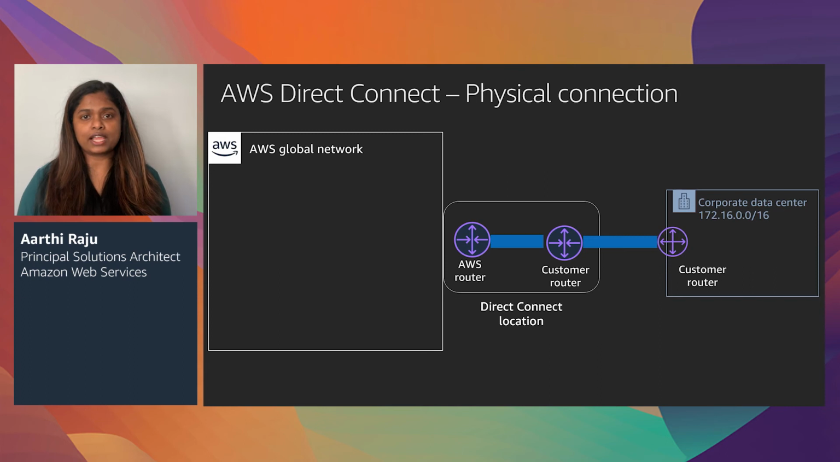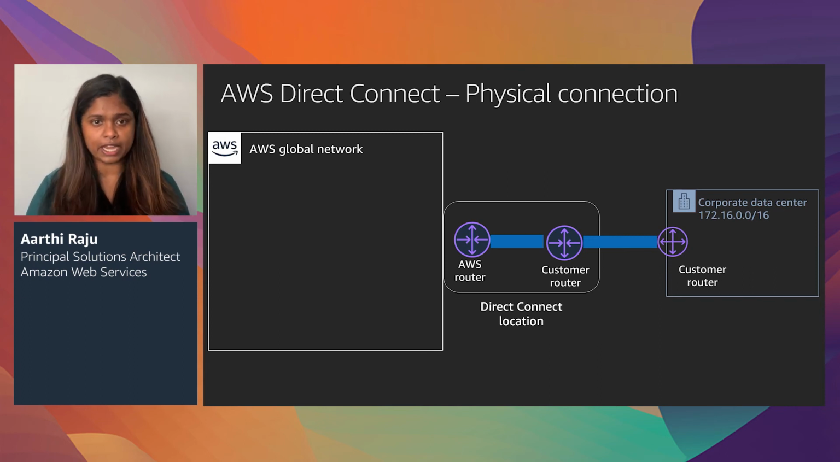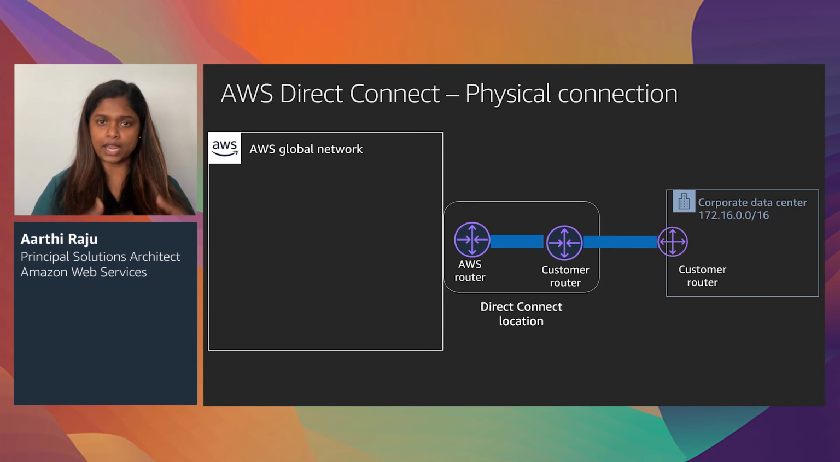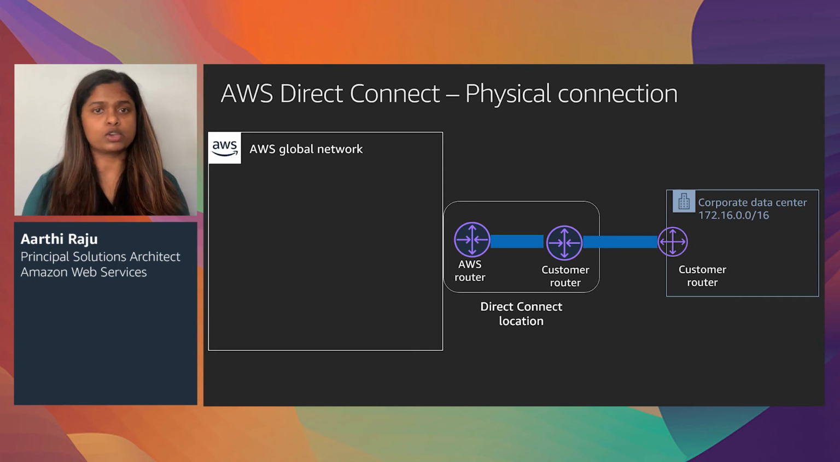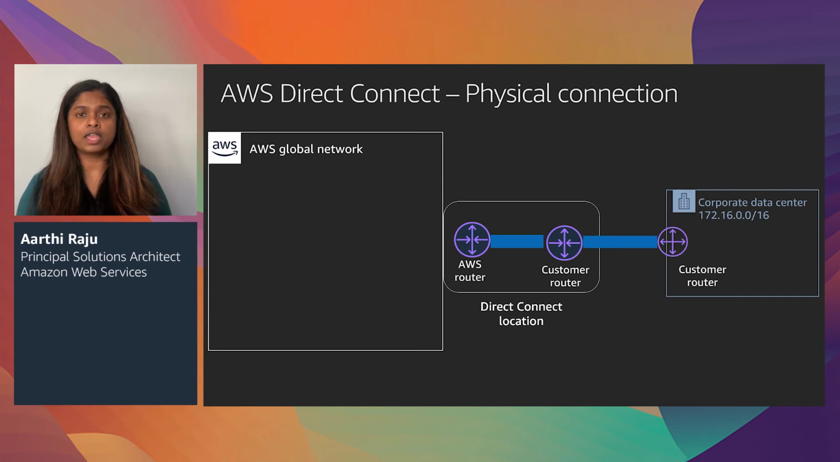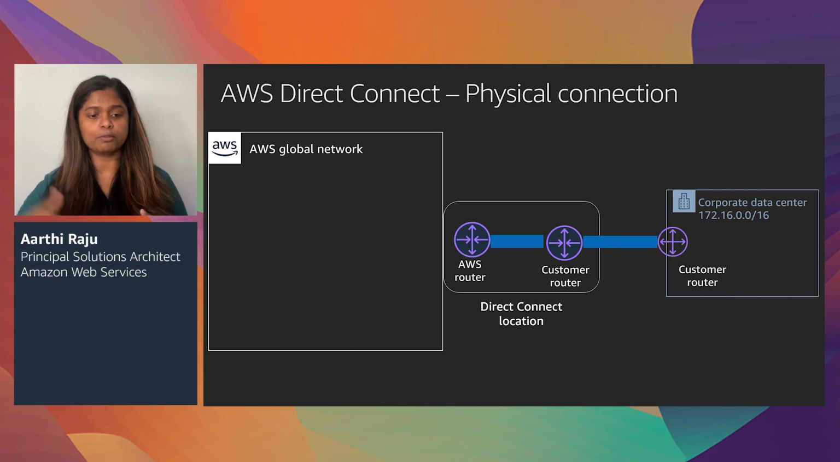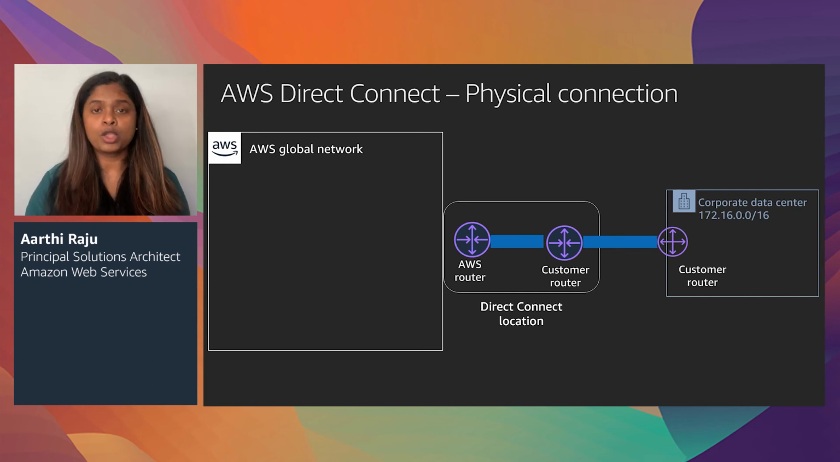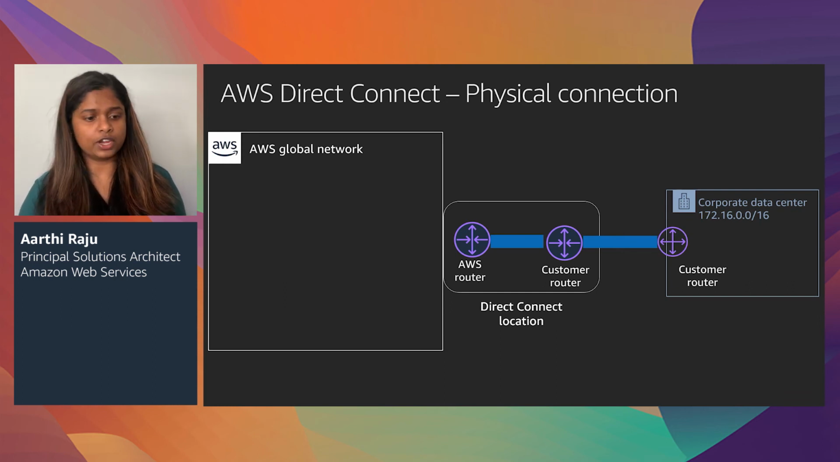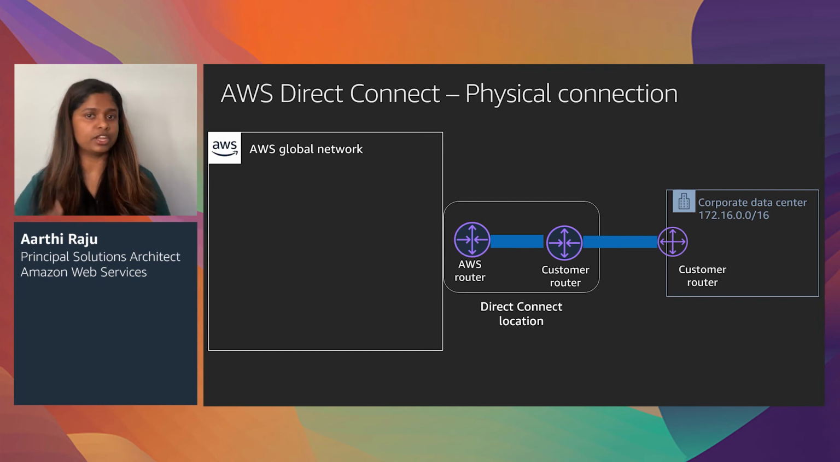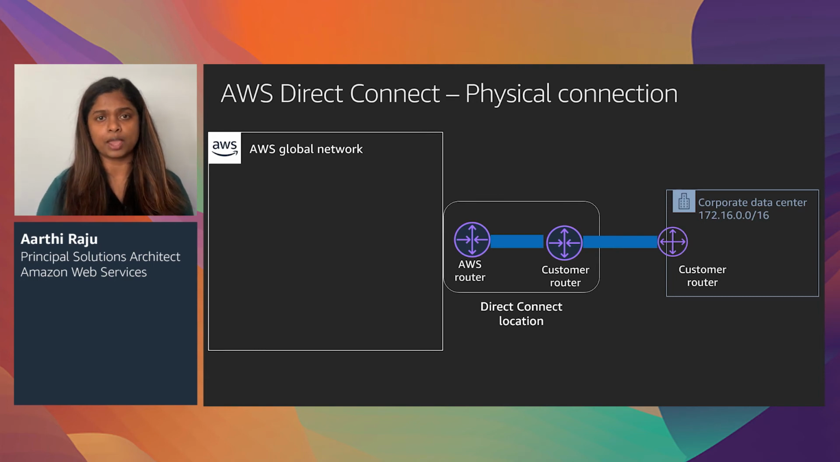AWS Direct Connect consists of two pieces. One is the physical piece, which is the physical connection that you see here. This is where an AWS router is placed in a colocation. A customer router might be in the same colocation, or they could use one of our partners. A physical cross connect is done at this location, and from the customer router to the data center, the last mile connectivity is taken care of by the customer. This physical connection can be 1 gig or 10 gig, and we also support link aggregation today.